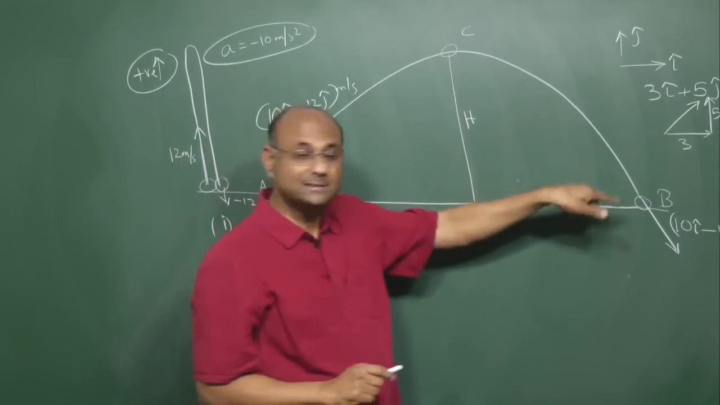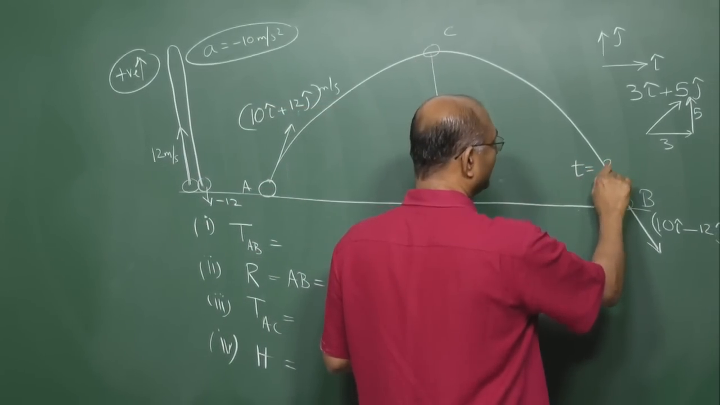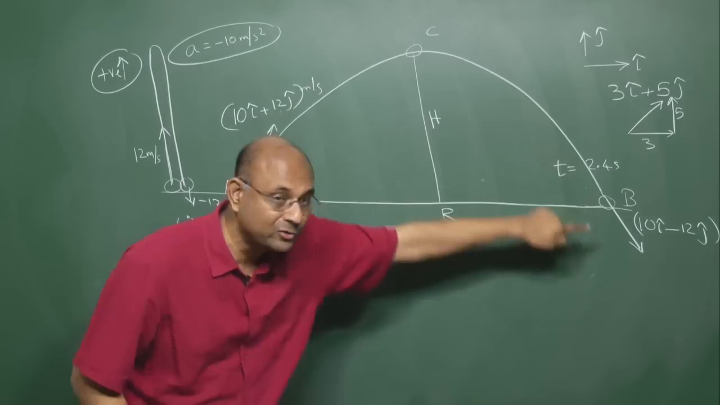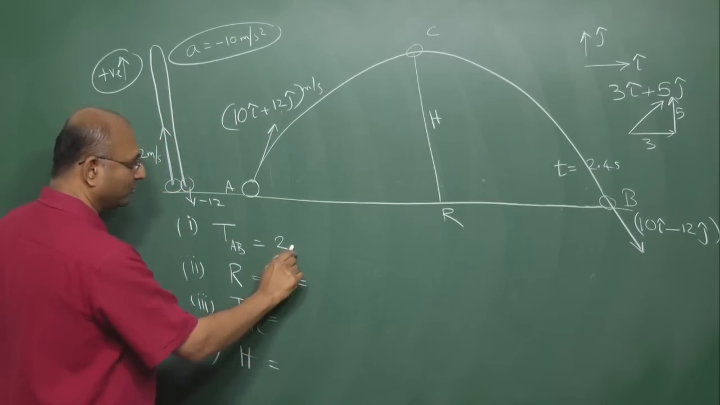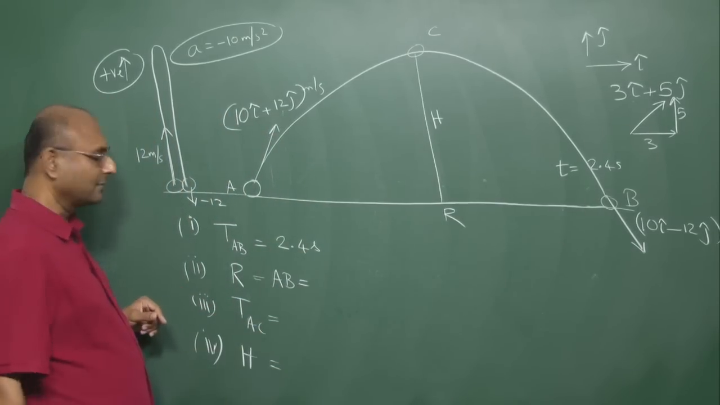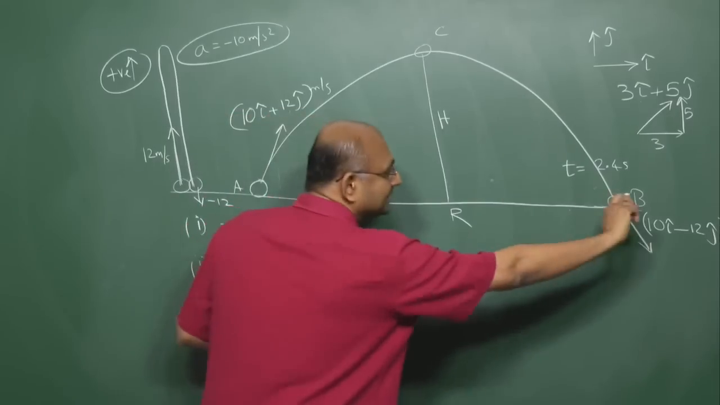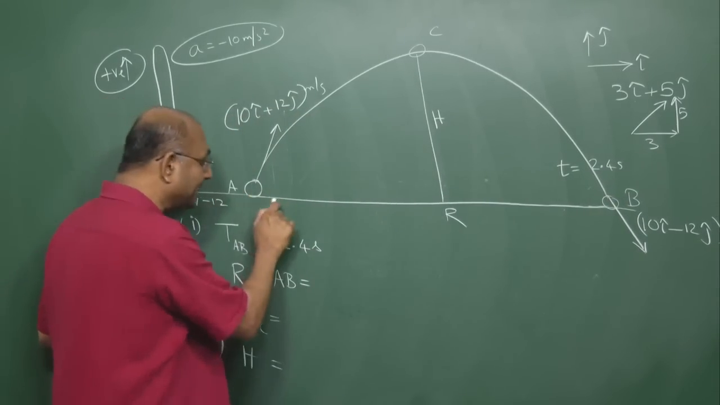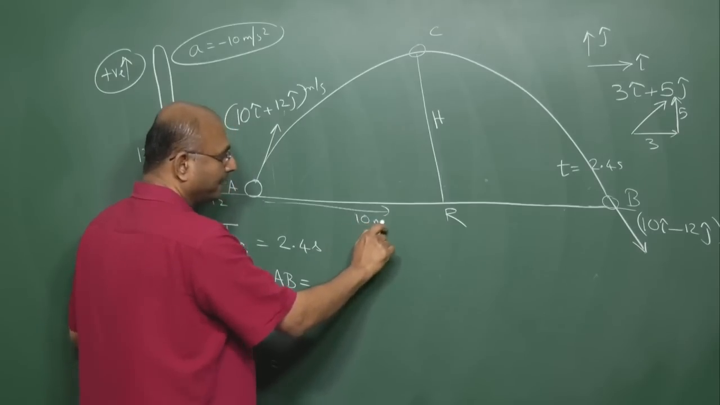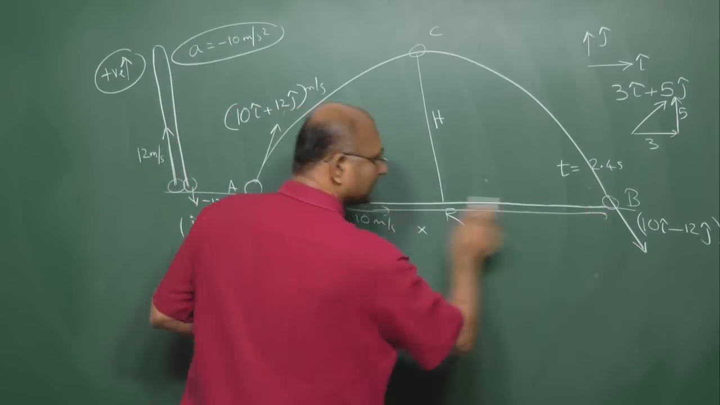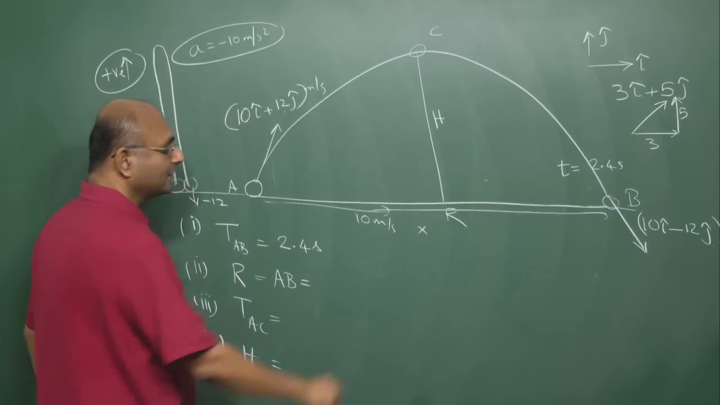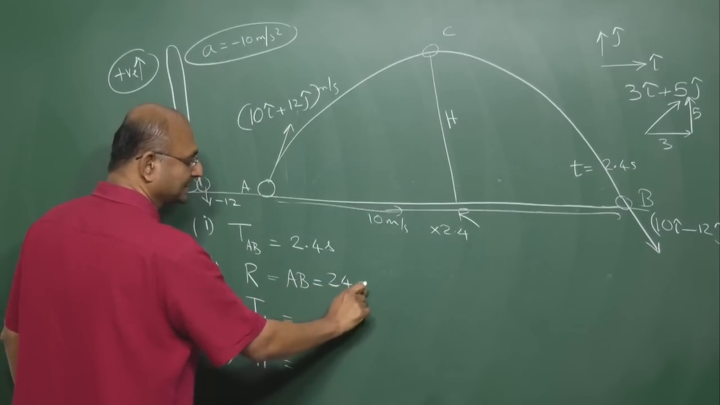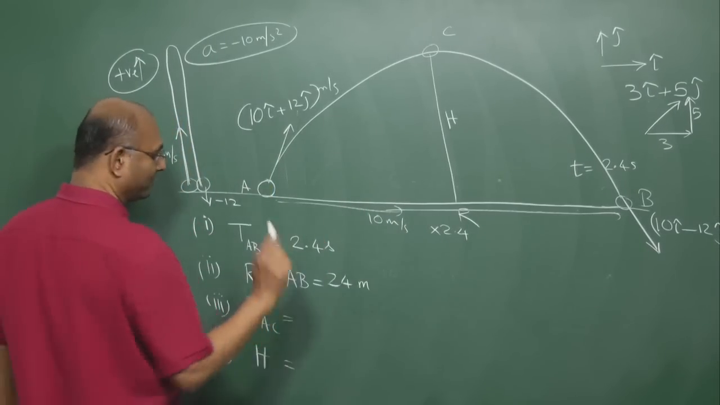So this time is 2.4 seconds. That is the time to go from A to B. In that time, how much distance would it have traveled? Well, it was traveling at 10 meters per second horizontally. So 10 meters per second into this total time, which is 2.4. Therefore, the distance AB is 24 meters. 2.4 into 10, 24 meters.